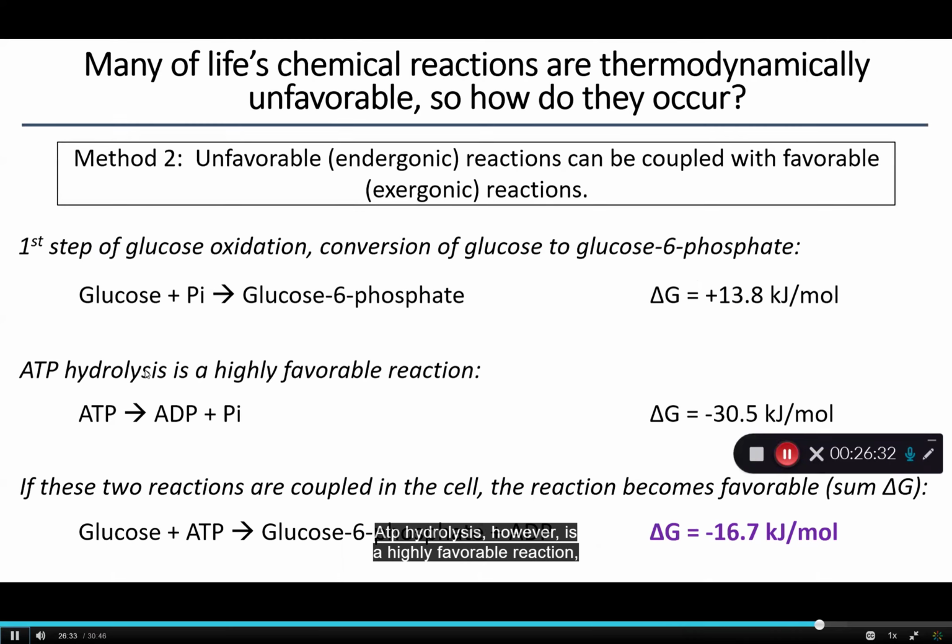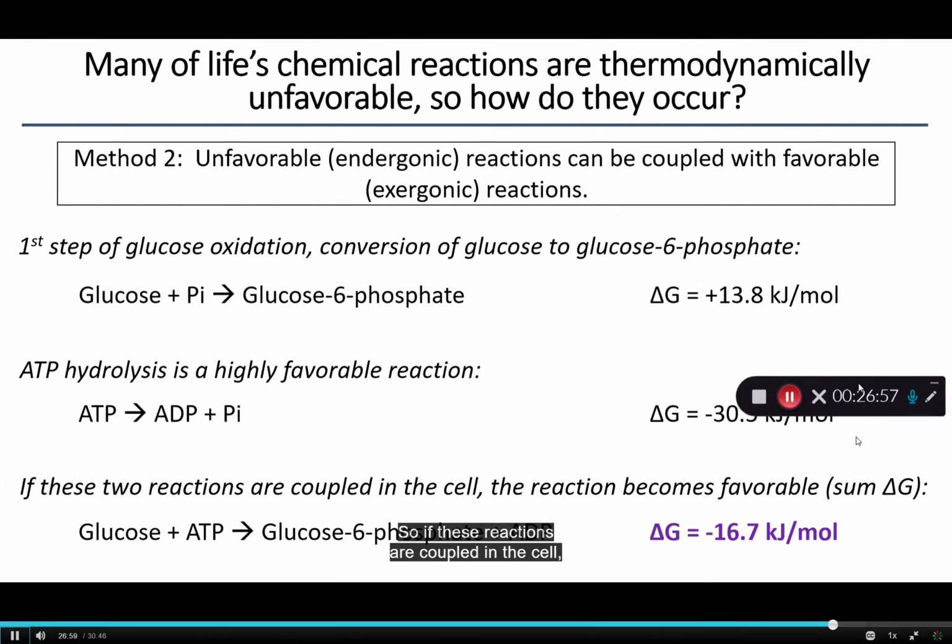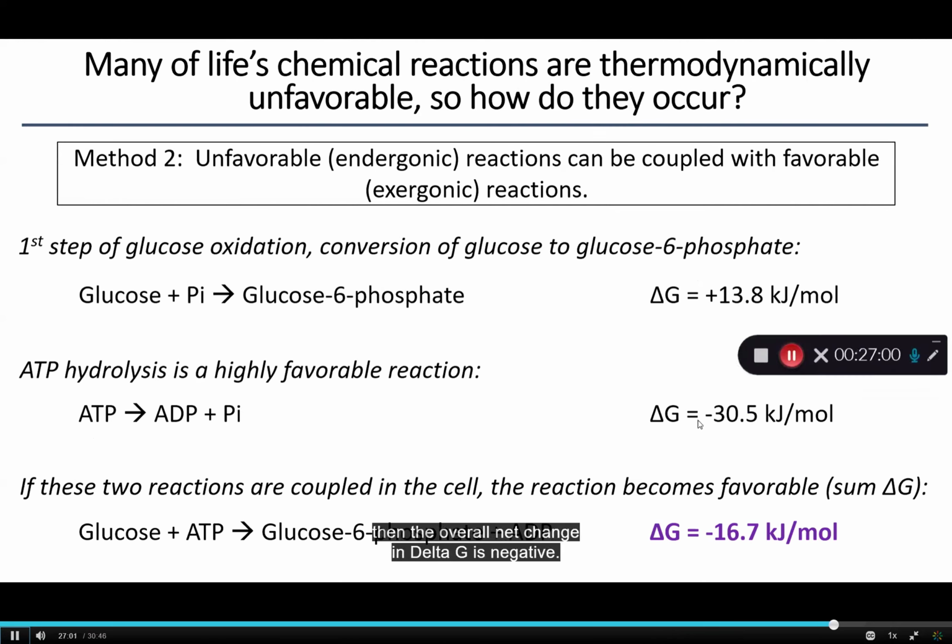ATP hydrolysis, however, is a highly favorable reaction. When we turn ATP into ADP and phosphate, so we're breaking a bond here, the delta G of the reaction is negative, and lots of energy is released into the surrounding environment. We have a very negative delta G. What we can do is couple this reaction to this reaction, combine the two. If these reactions are coupled in the cell, then the overall net change in delta G is negative.